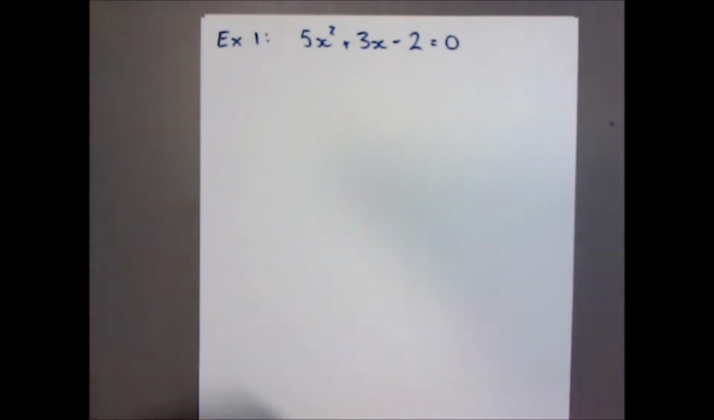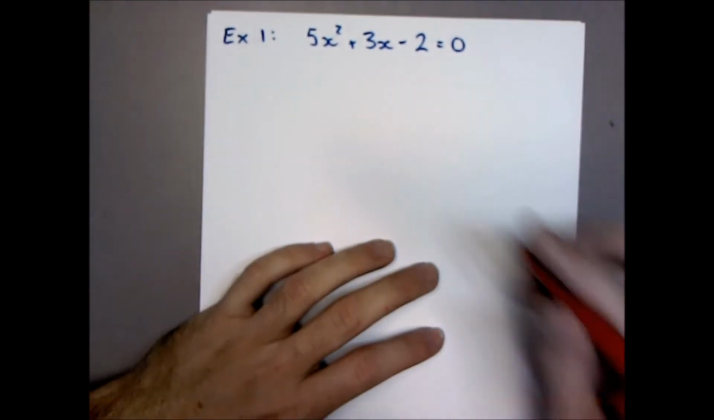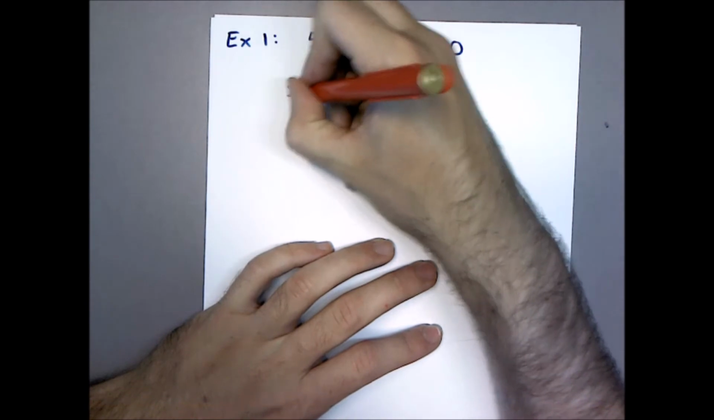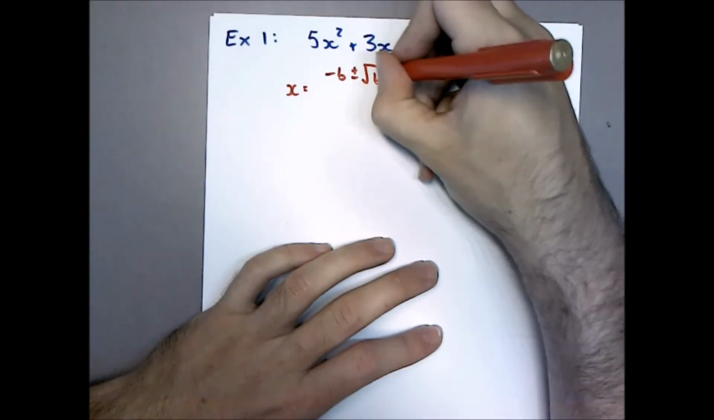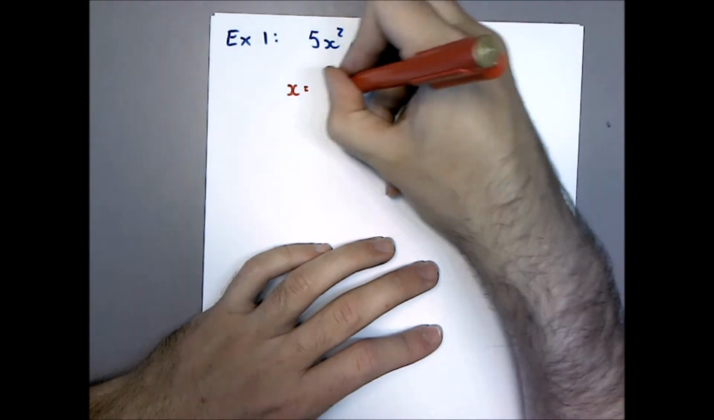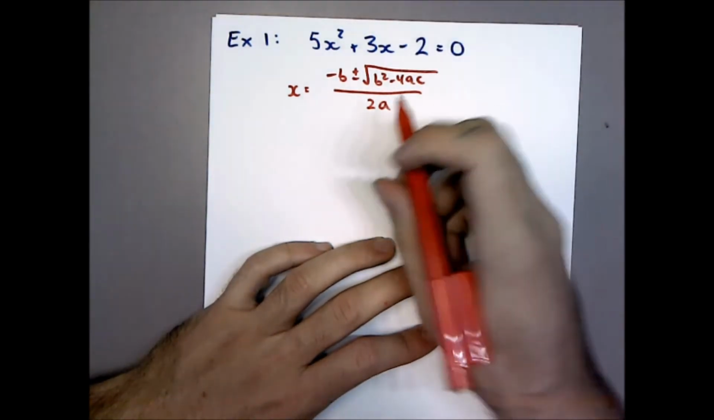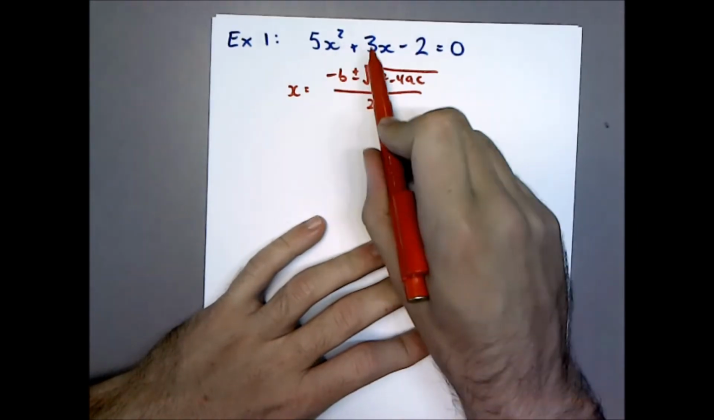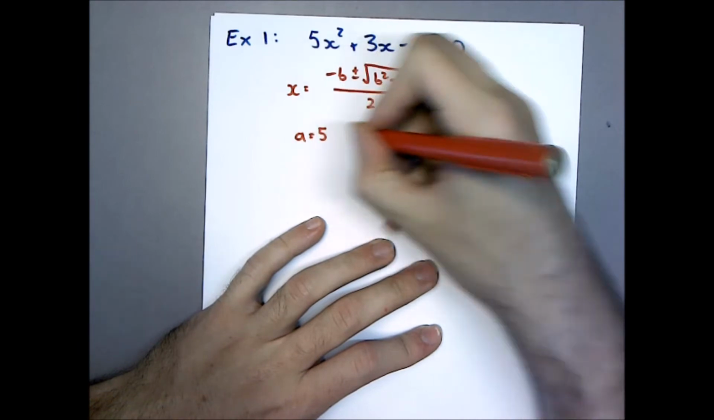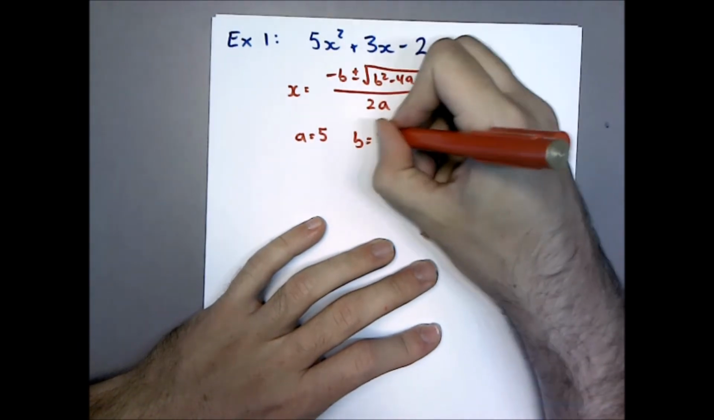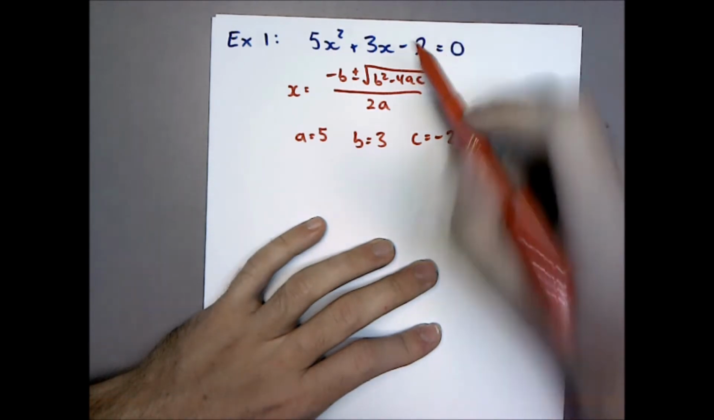So the first one, we've got 5x squared plus 3x minus 2. First thing you do is write your rule. So it's going to be x equals negative b plus or minus square root b squared minus 4ac all divided by 2a. And then what I normally do is I write out my values for my a, b and c. So my a value is 5, my b value is 3, and my c is negative 2. So be careful of your negative numbers.